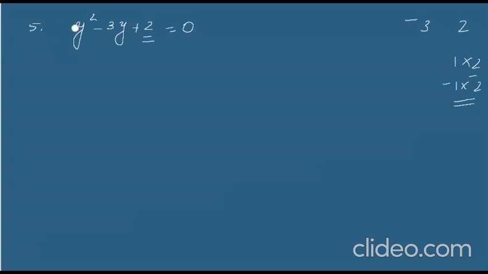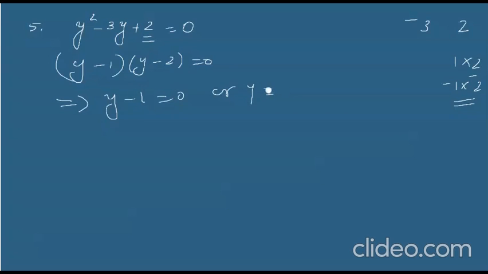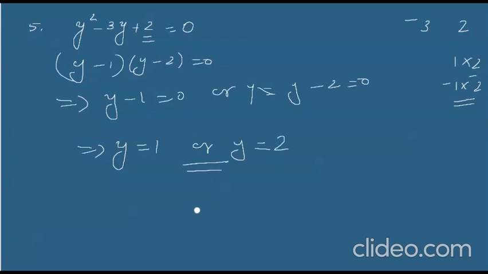Again, the coefficient of y square is 1. So directly we can write it as y minus 1 into y minus 2 is equal to 0. So this implies either y minus 1 is equal to 0 or y minus 2 is equal to 0. So this implies y is equal to 1 or y is equal to 2. Clear? So here the solution is 1 comma 2. This is how you have to do this.